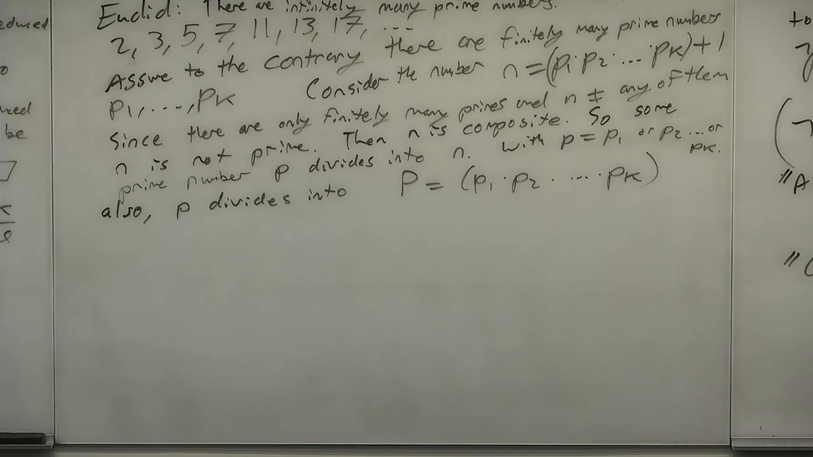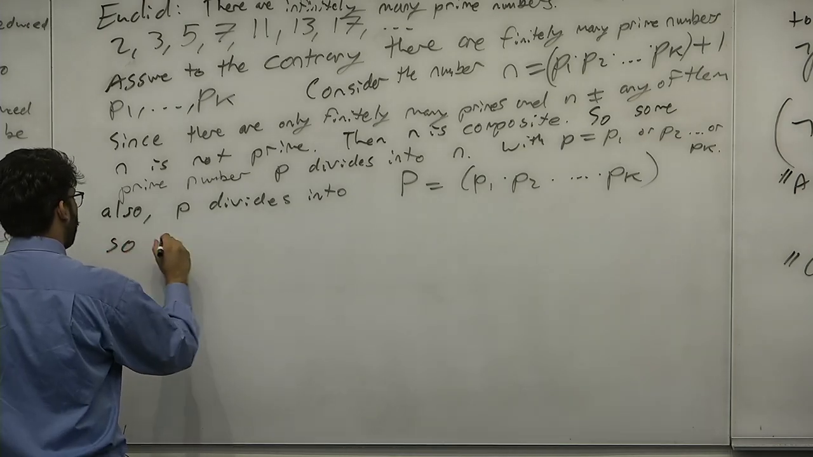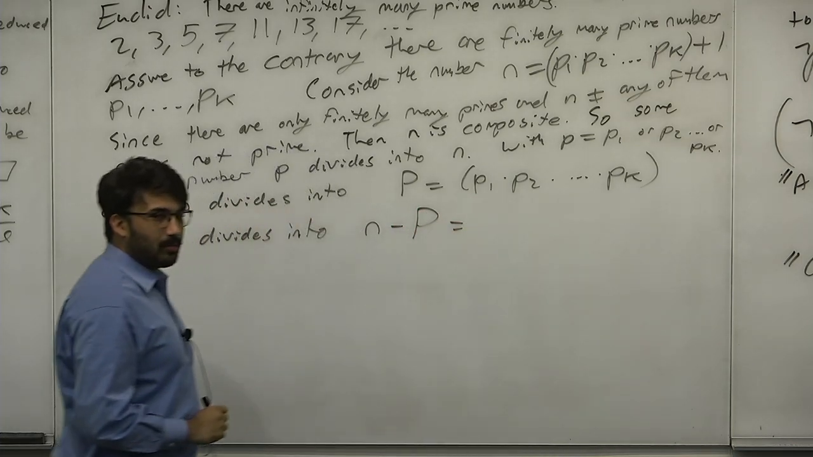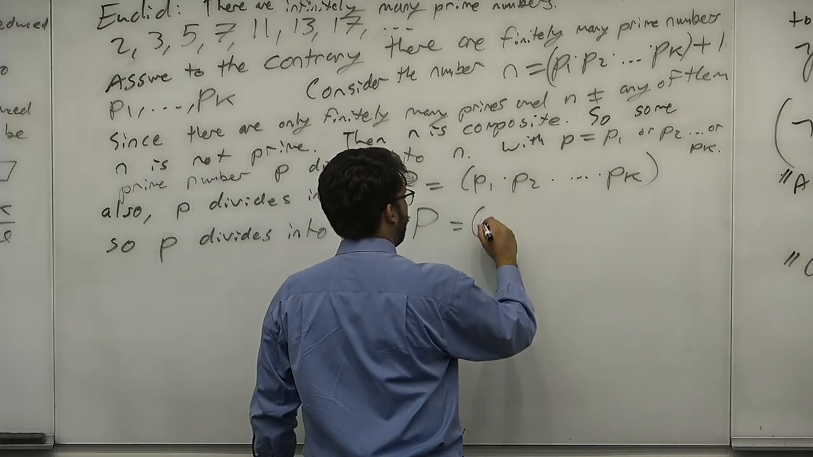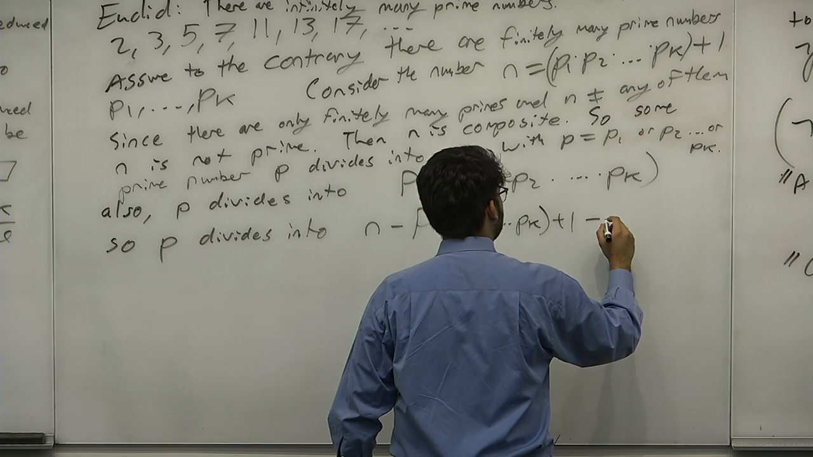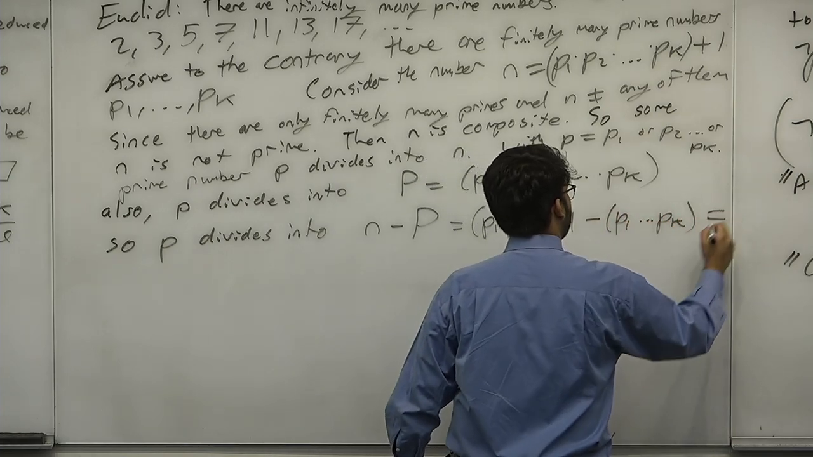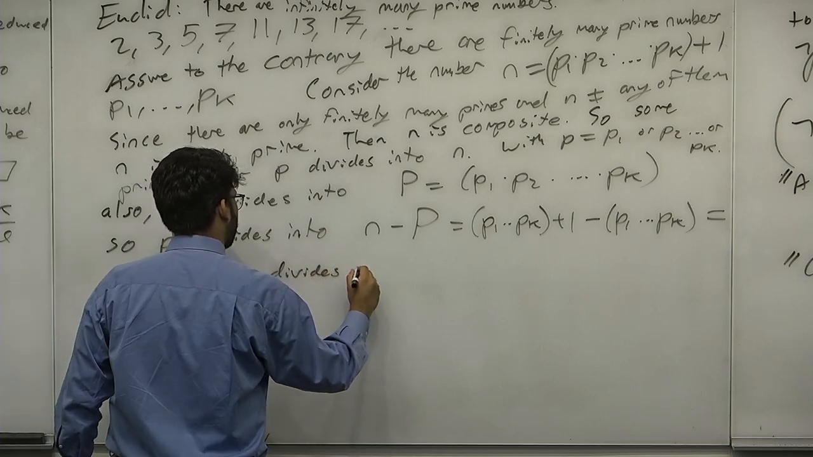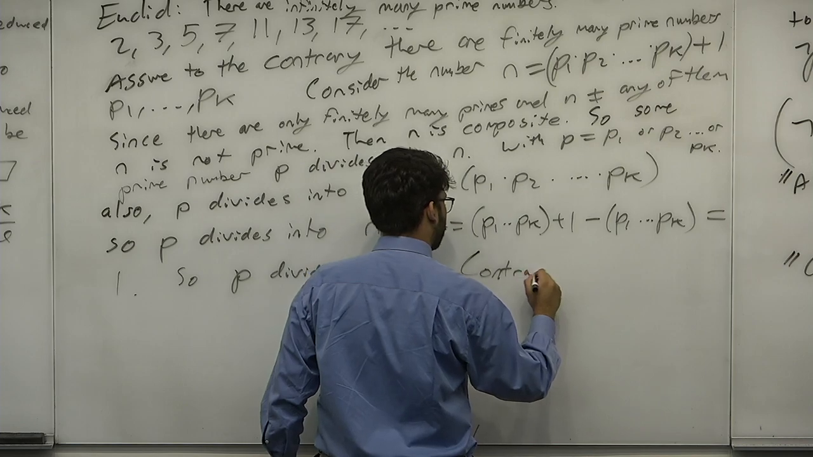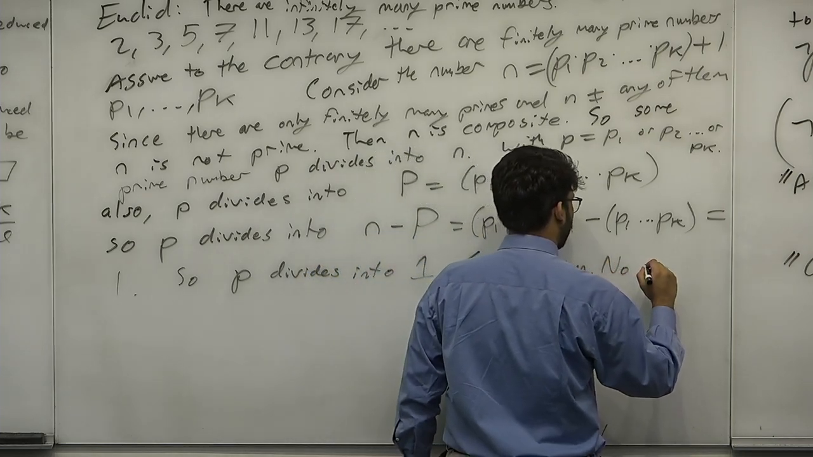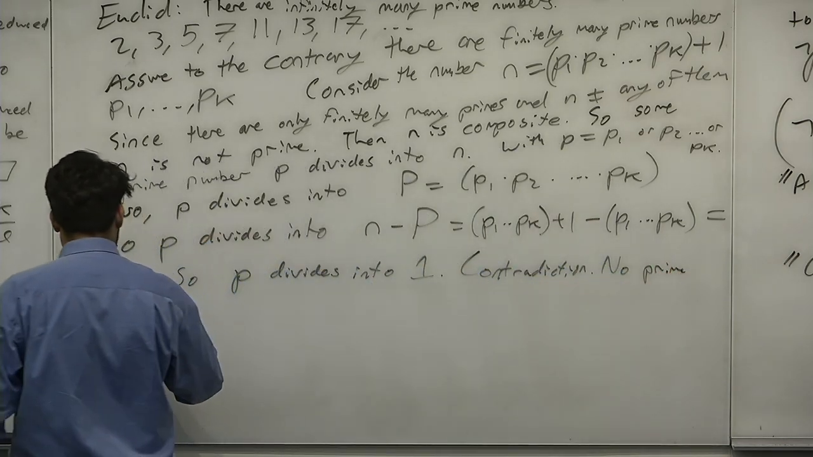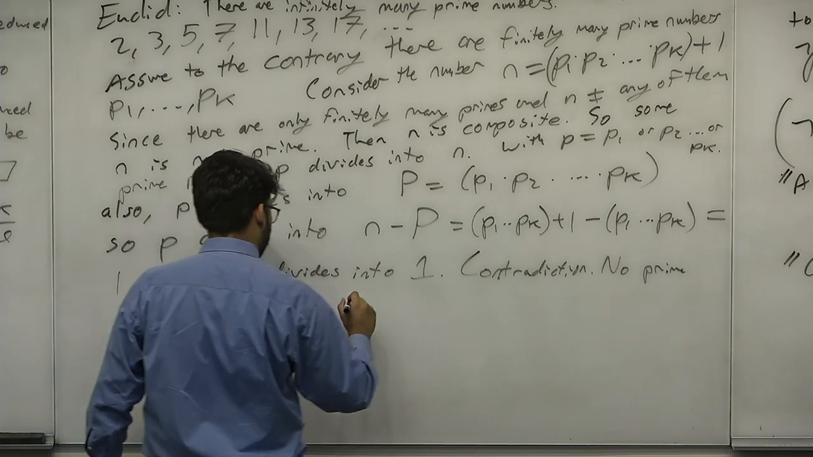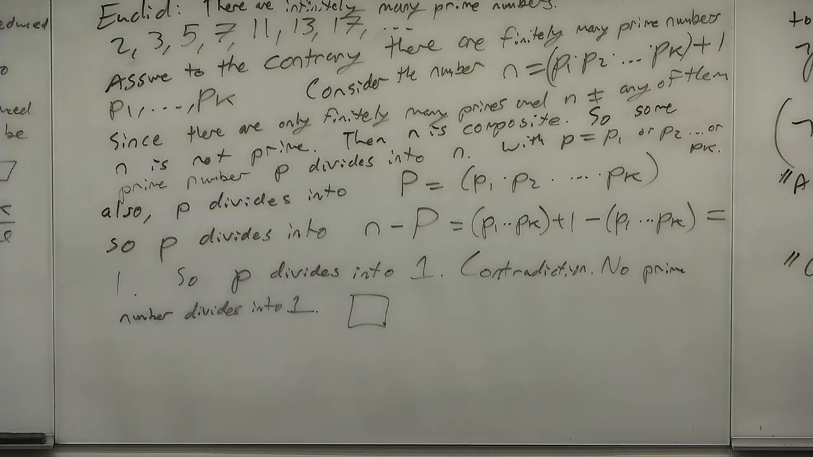So it divides into N and it divides into the product, so it divides into N minus the product. So P divides into N minus the product. What is N minus the product? Well, N is P1 through PK plus 1, minus P1 through PK, right? Which is just equal to 1. So P divides into 1. Contradiction. No prime number divides into 1. QED. Classic proof by Euclid of the infinitude of primes.